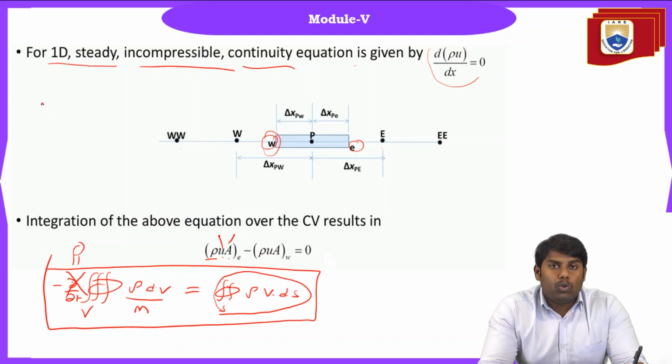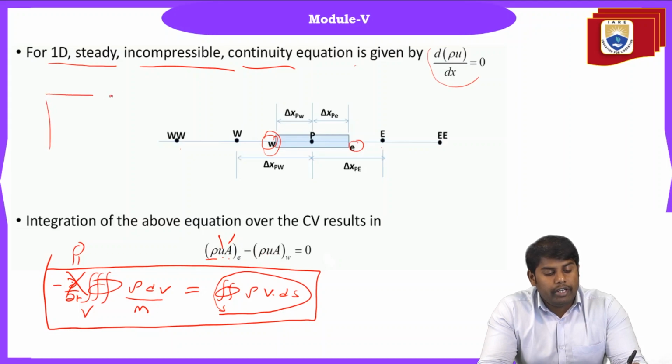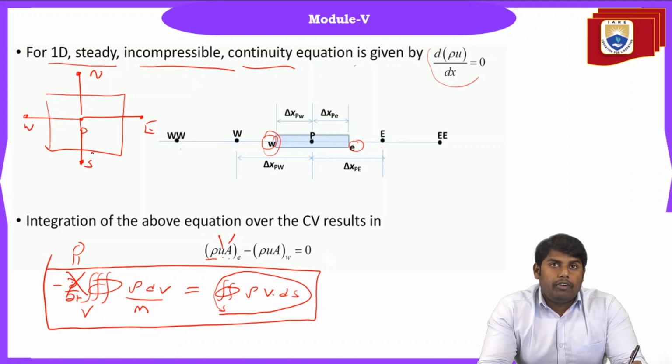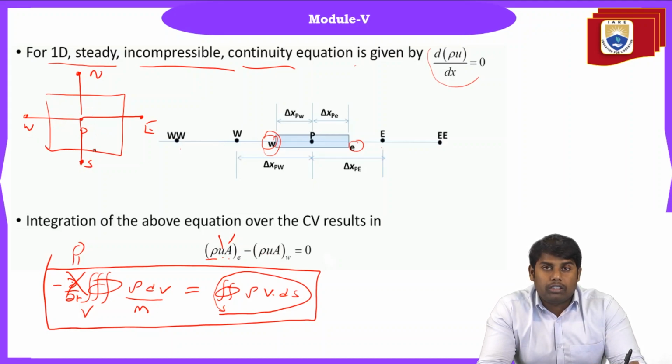When we see the 2D continuity equation, what do we get? We have the point of interest P, the west node, the east node, and additionally the north node and the south node. So we have east, west, north, and south nodes. For 1D we have only west and east; for 2D we have the additional north and south.